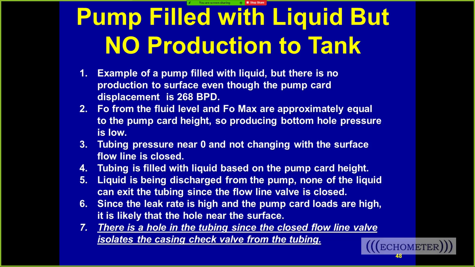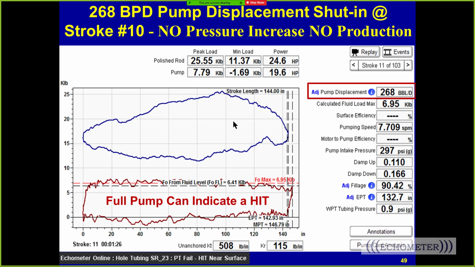All right. Now, this is a description of this next slide. So I'm going to go to the next slide and talk about this. So here is a well where there's no production at surface. And the pump card calculates 266 barrels per day. So the pump is discharging 266 barrels a day in the tubing, but there's no flow at the surface. So we can't pressure up the tubing.